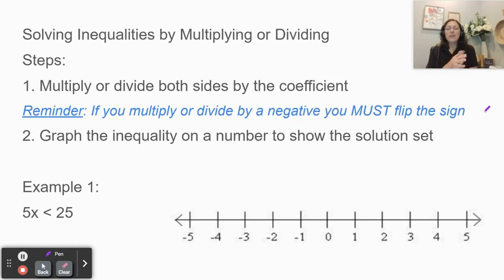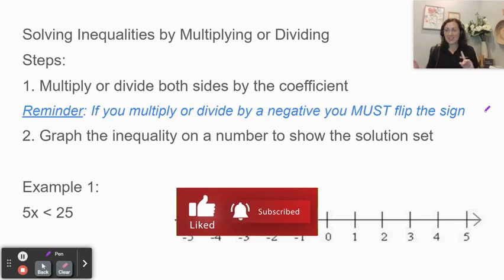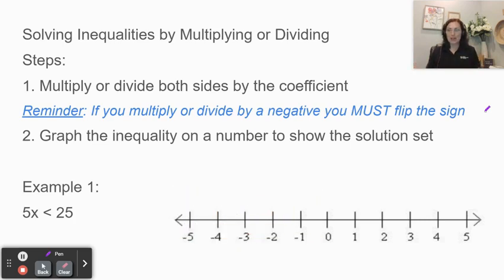Now, we're going to use these steps in order to solve our inequalities. First of all, we're going to multiply or divide by the coefficient. We're going to do that to both sides of the inequality. Just a reminder, the flip rule tells us that if you multiply or divide by a negative number, you must flip the inequality. And I'll have an example of that. And then we're going to graph the inequality on the number line to show the solution set.